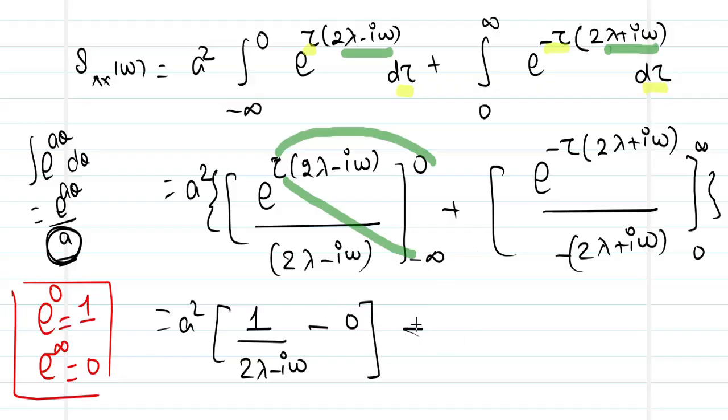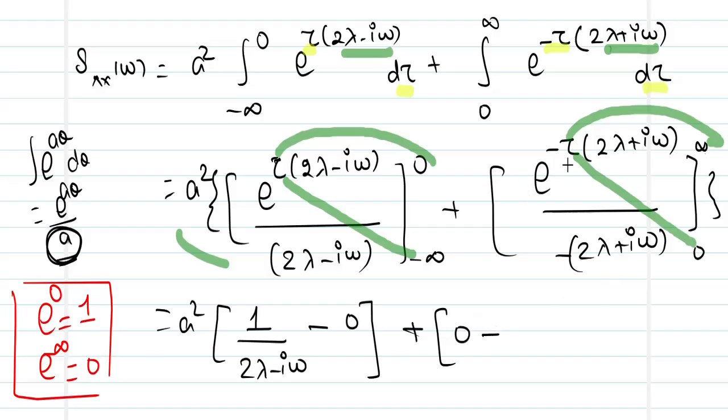Now moving on to the second term. The upper limit is infinity, and the lower limit is going to be 0. So e power infinity, since it is with a minus sign, now becomes e power minus infinity, which is 0. So the first term becomes 0, and the second is minus of e power minus 0. What is e power 0? It becomes 1, divided by minus 2 lambda plus I omega. So these are my limits after substitution. Now I have to simplify this.